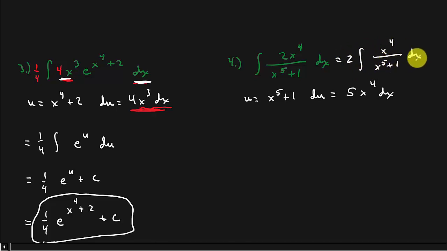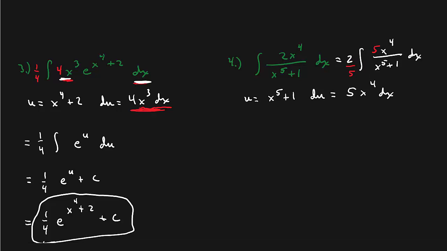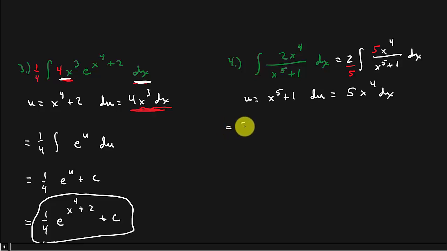Just pull the 2 out if it doesn't match. And so now we can see, okay, well, I can multiply by 5, and that means I have to go outside the integral and divide by 5. See there? So now I have 2/5 integral.